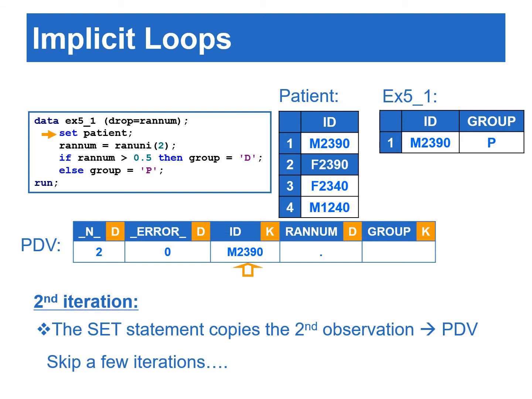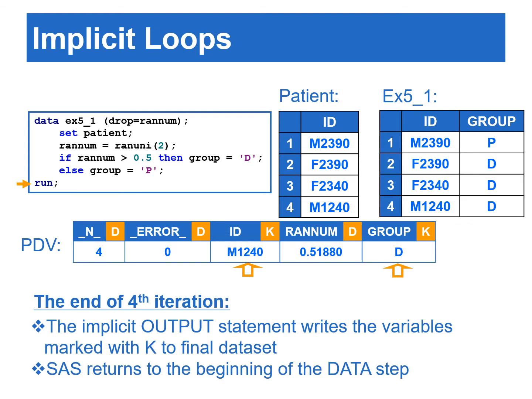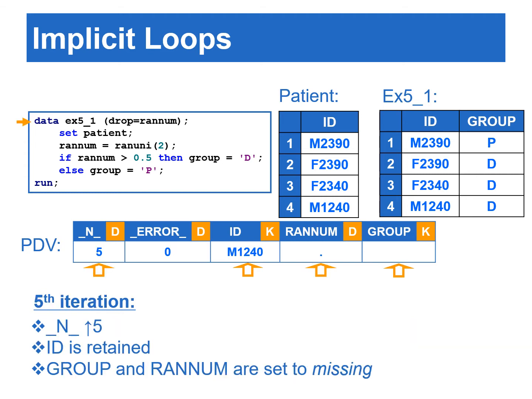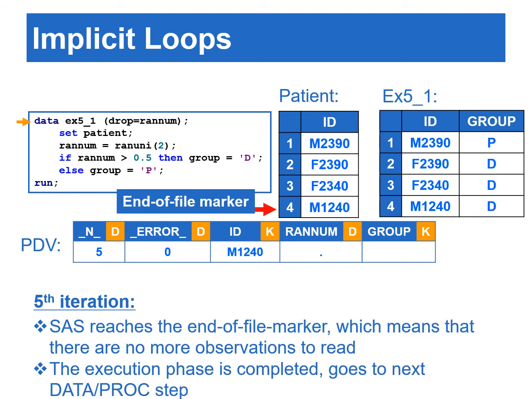Let's skip a few iterations. At the end of the fourth iteration, the implicit output generates the fourth observation. SAS again returns to the beginning of the data step. At the beginning of the fifth iteration, _n_ is incremented to 5. SAS reaches the end of the file marker, which means there are no more observations to read. The execution phase is completed, and SAS goes to the next data or proc step.